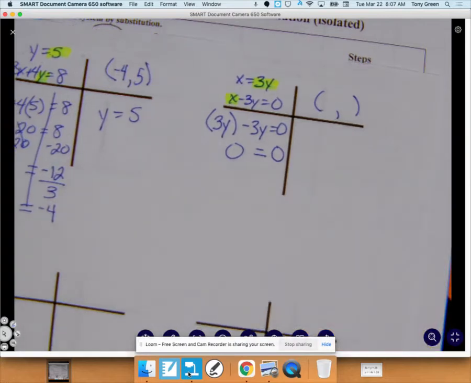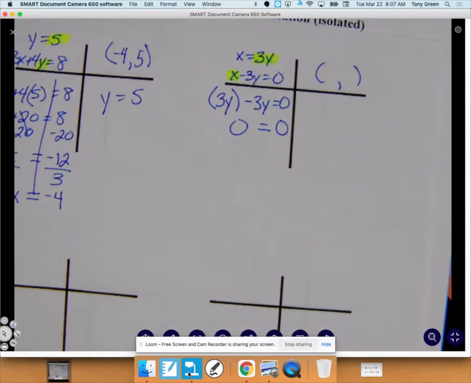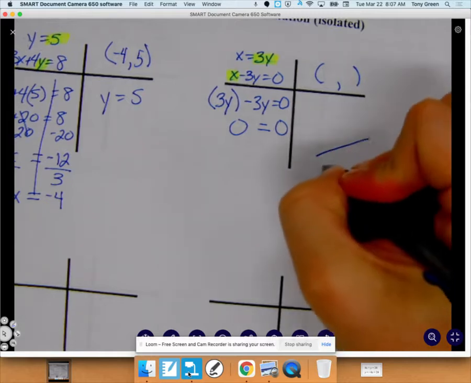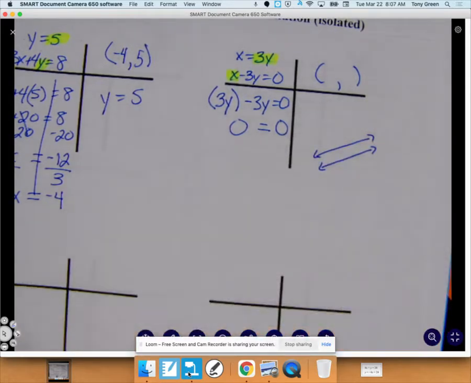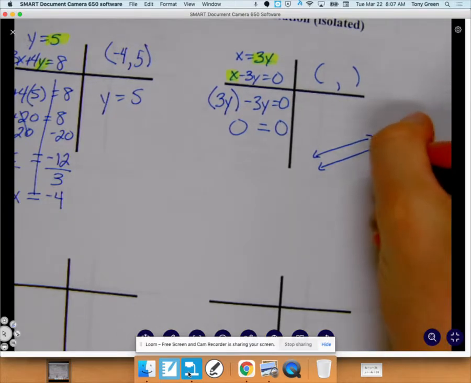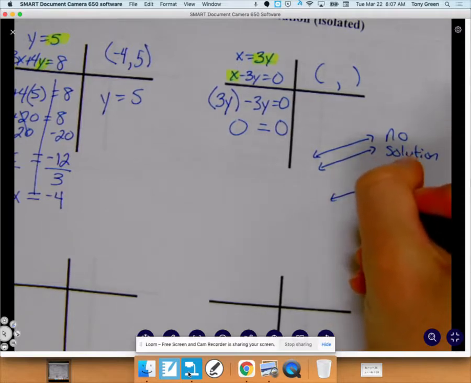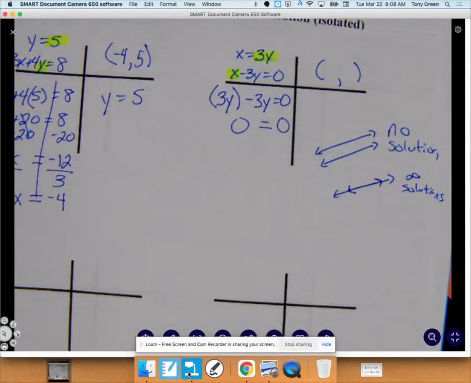Now, this is one of the special circumstances that we're going to spend more time going over tomorrow. But 0 equals 0. Now, when we graphed lines, sometimes we had two lines that were parallel. So they had no solution. They never touched. And sometimes we graphed two lines and they were directly on top of each other. And that had infinite solutions.